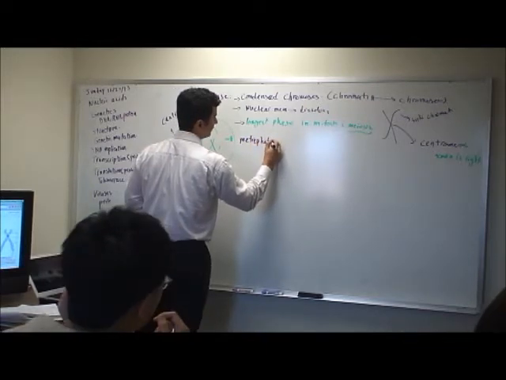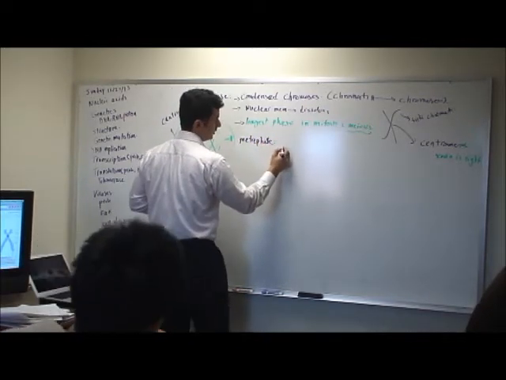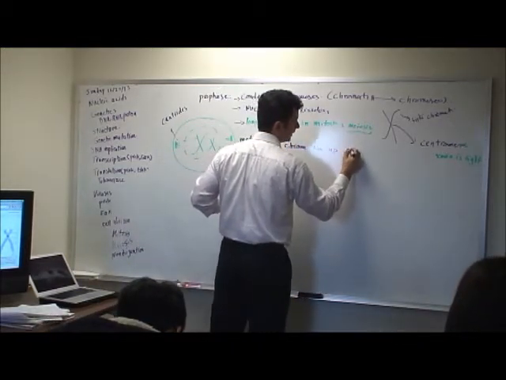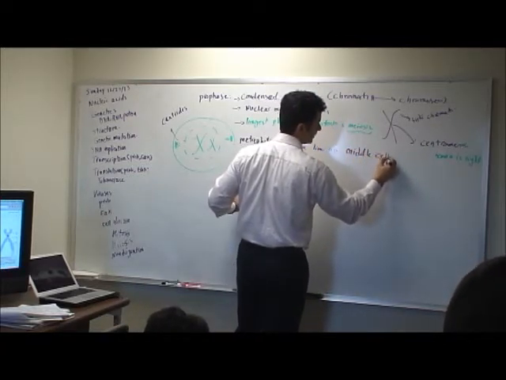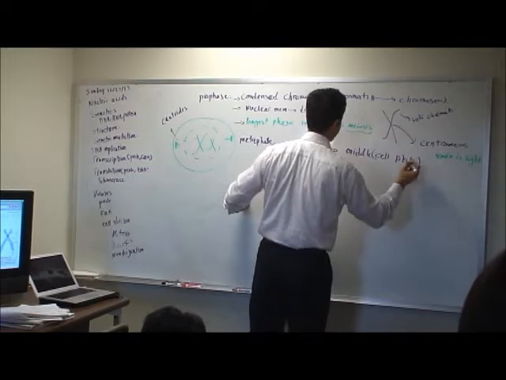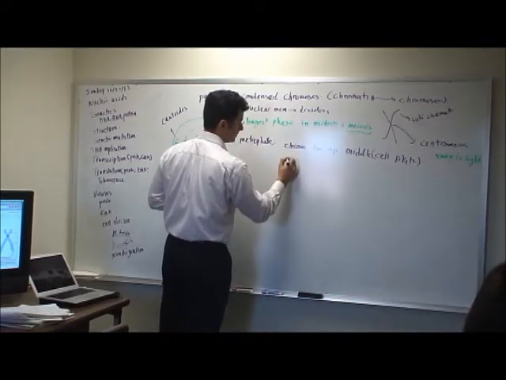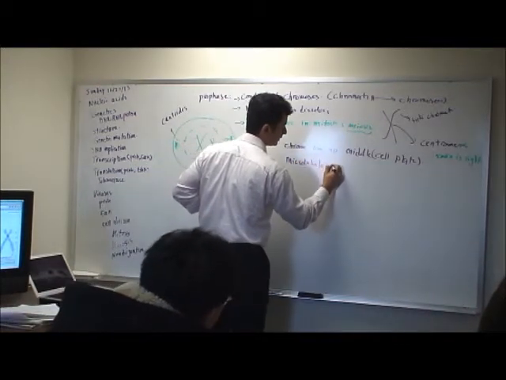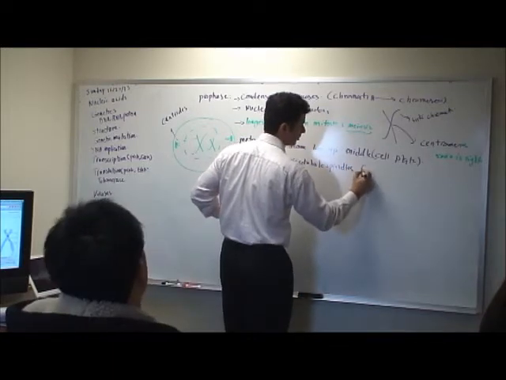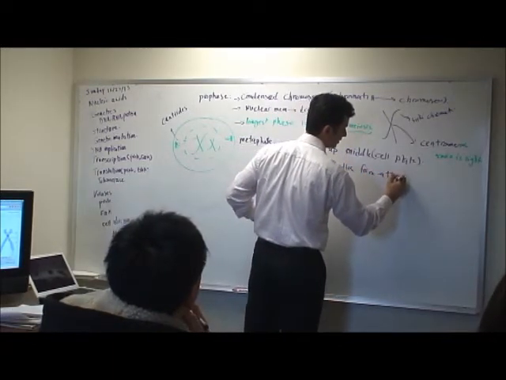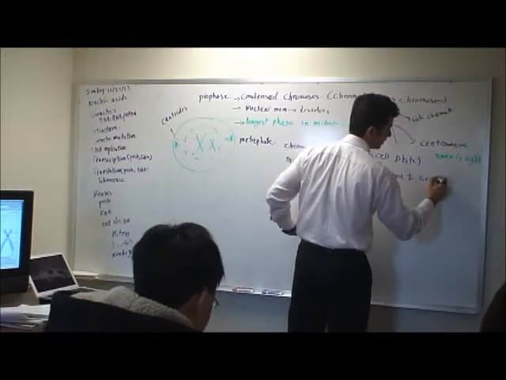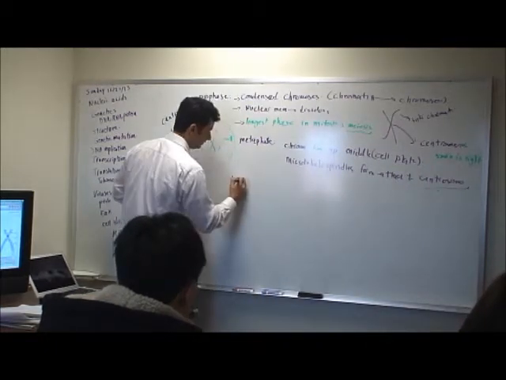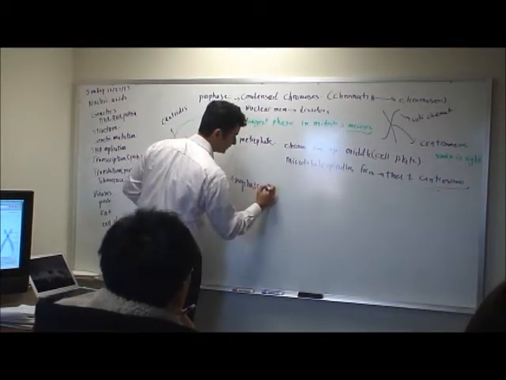Metaphase. The chromosomes line up. They call it the middle plate, or cell plate. Sometimes you hear that, in the middle. Then the spindle microtubules form or attach to centrosomes. This is a centrosome. All right, metaphase, then anaphase. What happens in anaphase?